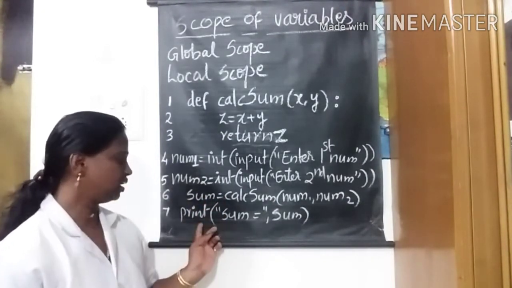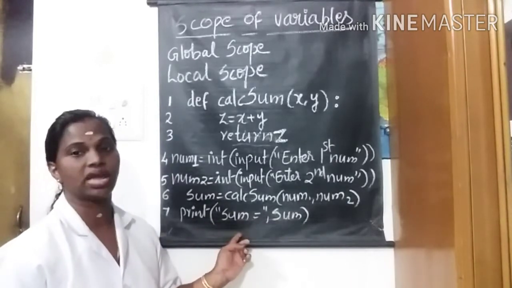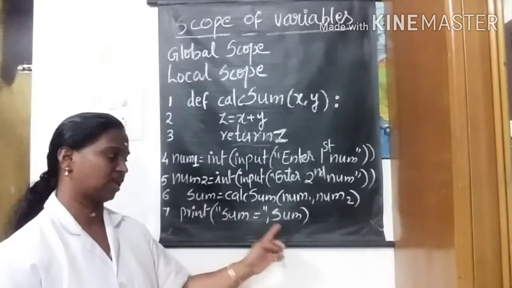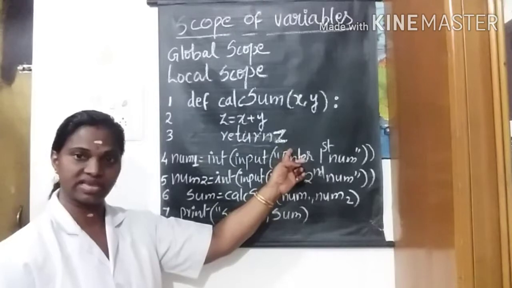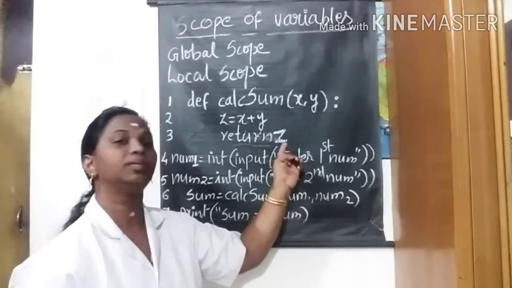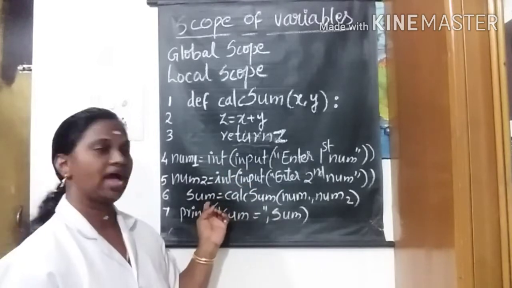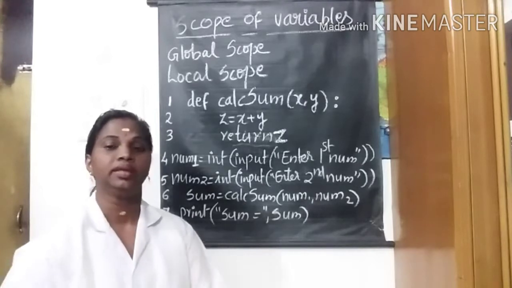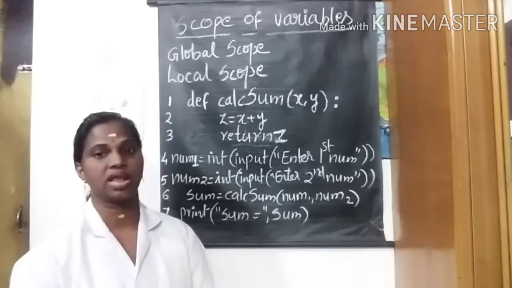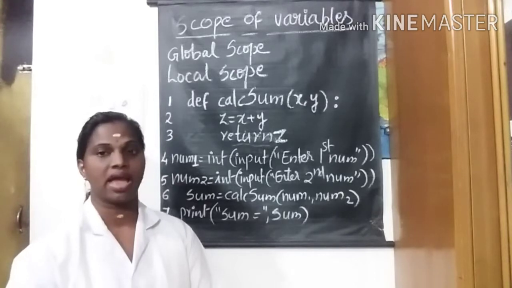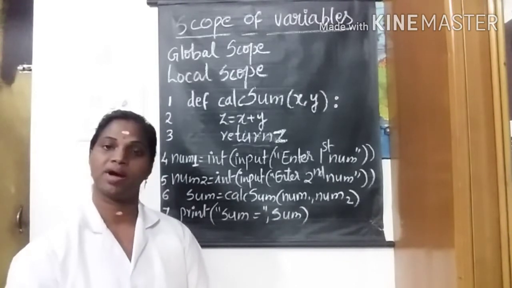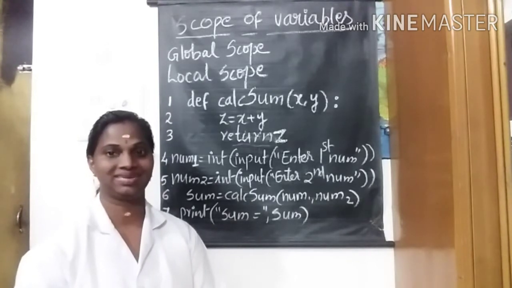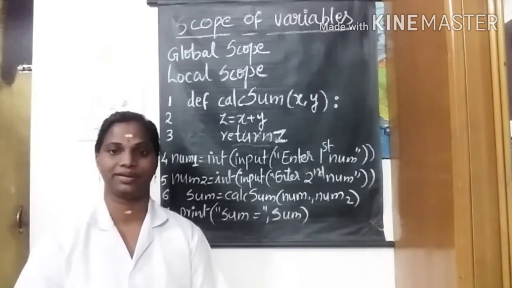See here, print sum is equal to sum means you can print the value stored in the variable sum. Here we return z, which means the value will be returned here, stored in the variable sum, and printed here. So the global scope variables are num1, num2 and sum, and the local scope variables are x, y and z. Now I believe you all understood the concept, isn't it? I will explain one more example.